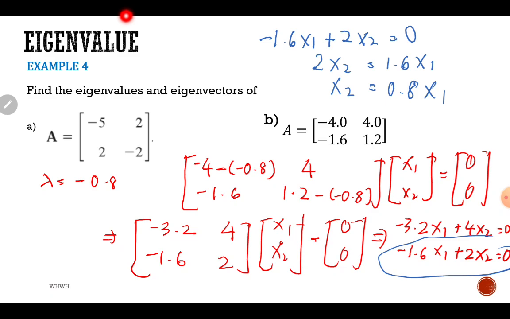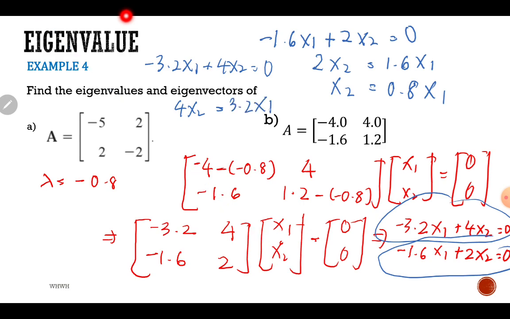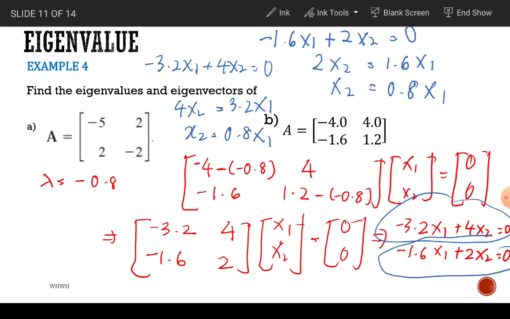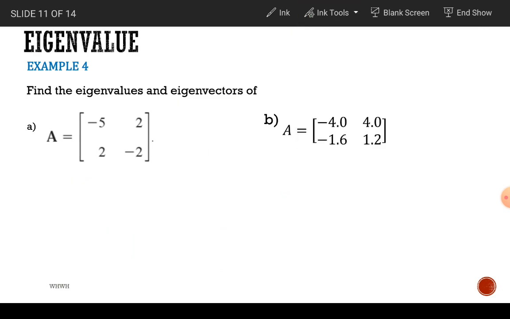Okay, let us see yang ni pula. Negatif 3.2 x1 tambah 4 x2 sama dengan 0. So, you akan dapat 4 x2 sama dengan 3.2 x1. So, bahagi 4 dua-dua, you get x2 is equals to 0.8 x1 as well. So, you may assign any value. So, in this case, let me assign.